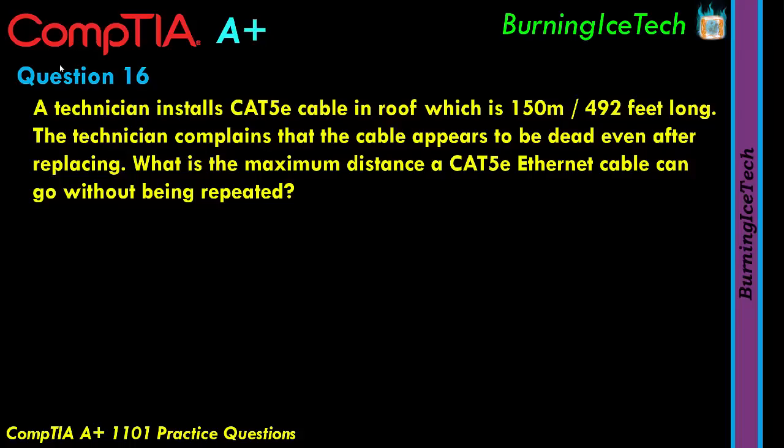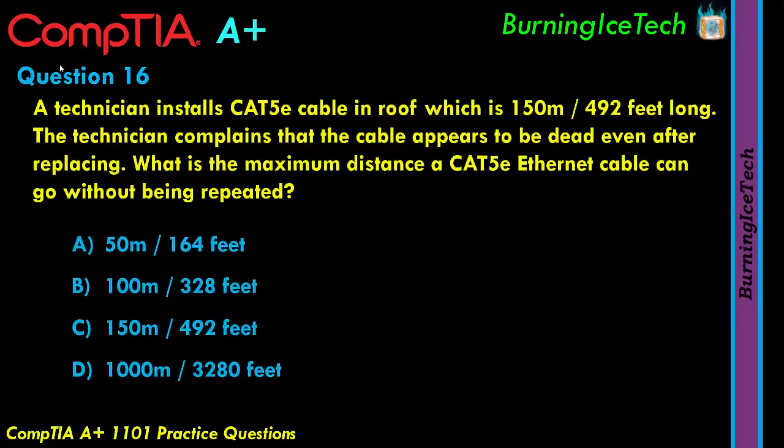What is the maximum distance a Cat5 Ethernet cable can go without being repeated? So repeated means you can go and put it into a switch. If it's a certain distance, you put it into a switch, and then from there you put in another cable, so that's going to repeat it. Or you can put it into an actual repeater, which is not something we actually do in real life. What is the maximum distance that Cat5 can go?